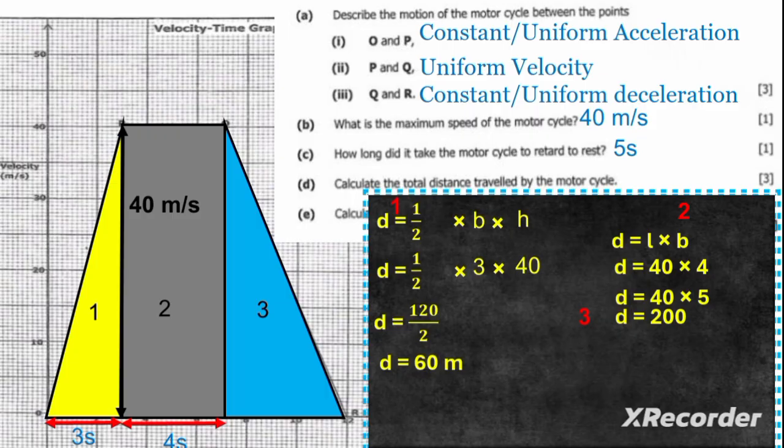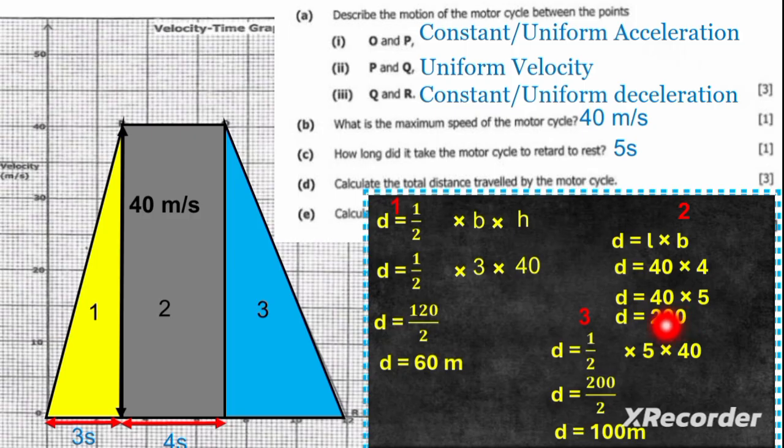Let us also find the area of this triangle. So to find the area of this triangle, we are going to say distance is equal to 1 over 2 times base times height, which is 40. Then 1 times 5 times 40, we are going to get 200. 200 divided by 2, we are going to get 100.